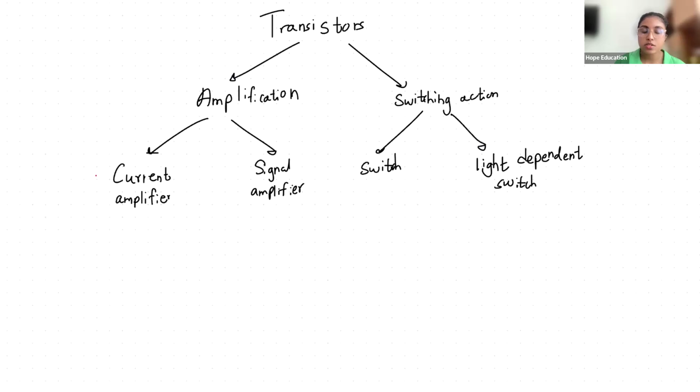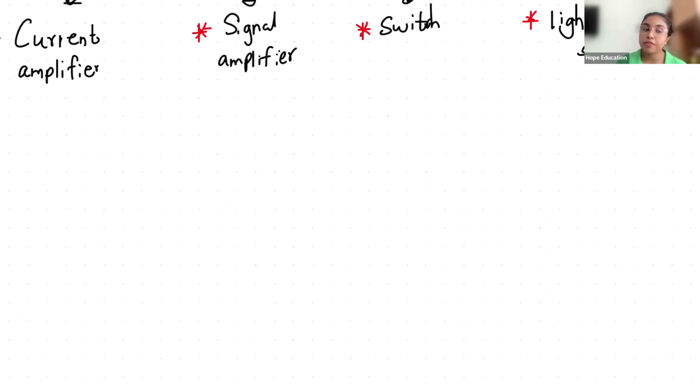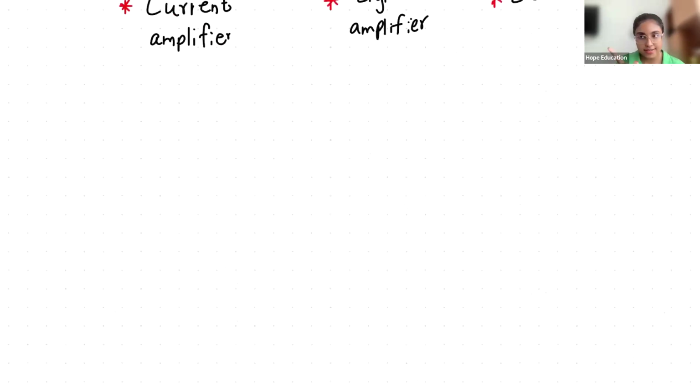So basically we are talking about 4 applications, right? We are talking about how transistors can be used as a current amplifier, then as a signal amplifier, as a normal switch, and as a light dependent switch. Those four are what we will talk about, right? So first of all, we will see how we can use the transistor as a current amplifier, right?